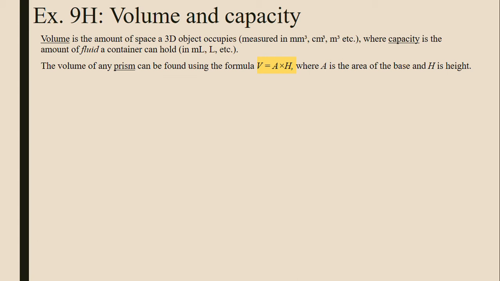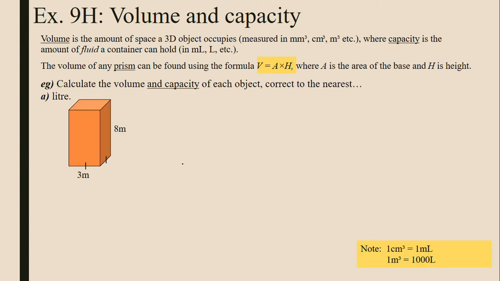The volume of any prism can be found using the formula V = A × H, where A is the area of the base shape and H is the height. A prism, we should also note, has a regular cross section. So kind of like a block of cheese, if I was to cut it up, I would have exactly the same shape of the same size every single slice. Okay, let's give it a go.